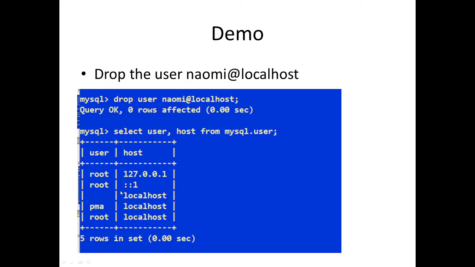Okay. So here we're going to drop the user. So drop user Naomi at localhost. Once we enter that, it says Query OK. And then we again try to look at the list of users for the database. So select user, host from mysql.user. Once you press the enter key, you can see that Naomi is no longer included in the users. So that's how we delete users.